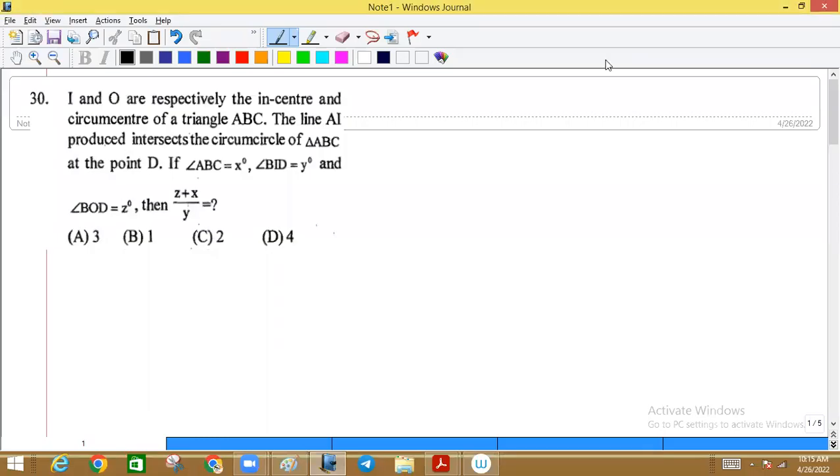Question number 13. I and O are respectively the incenter and the circumcenter of the triangle ABC. The line AI is produced and intersects the circumcircle of triangle ABC at point D. If angle ABC is equal to x degrees, angle BID is equal to y degrees, and angle BOD is equal to z degrees, then what is (x plus z) by y?